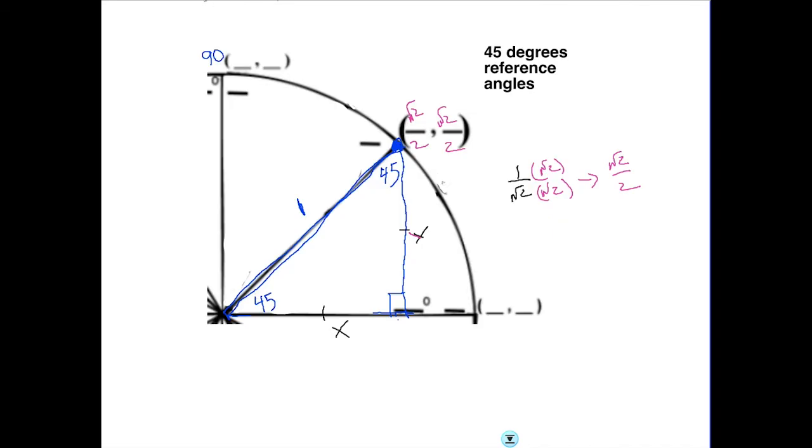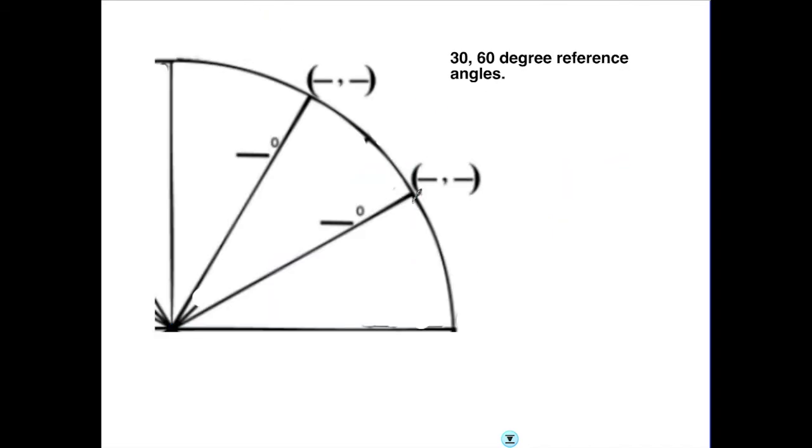Okay, so what do we know about a 30-degree reference triangle? Well, let's check it out. If that's 30, that makes this 60. We know that this length here is 1. That's the radius. We know that this length here, if this is a 30-degree, I'm sorry, I got these in the wrong spot. My apologies. I am so sorry. This is a 30-degree rotation. So this is 30 and this is 60.